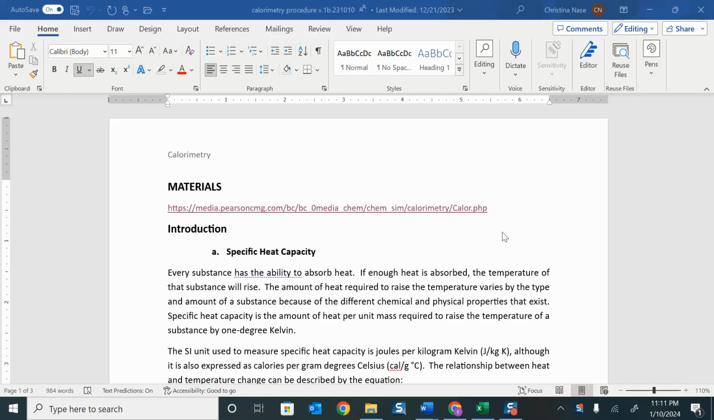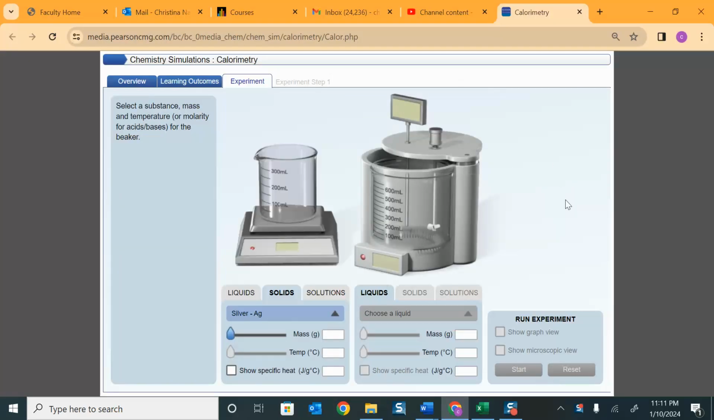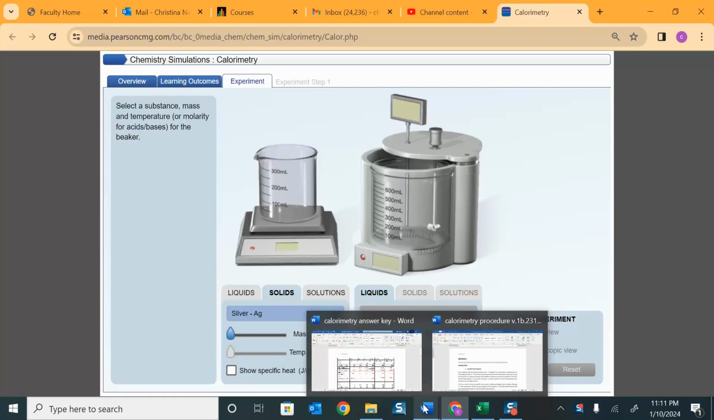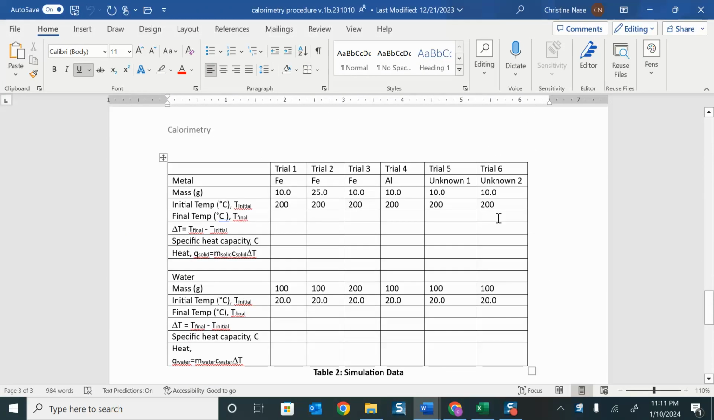Let's walk through the calorimetry simulation. So here's the link that you're going to use, and we'll pull up this simulation here. We're going to do this simulation 6 times. Let me go back to our procedure here. So we're going to run pretty much the same thing 6 times.